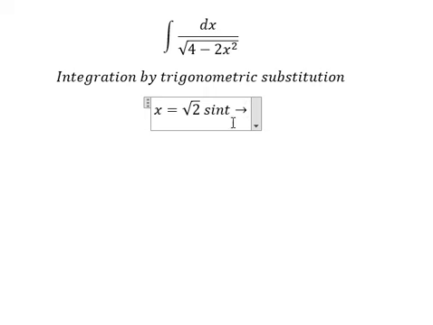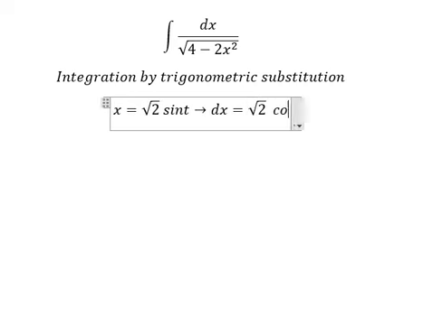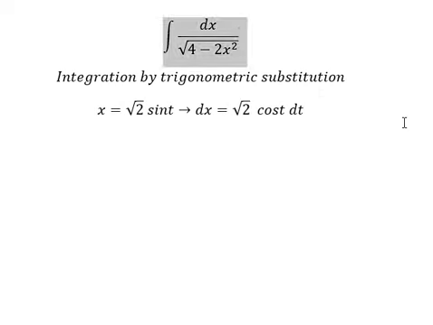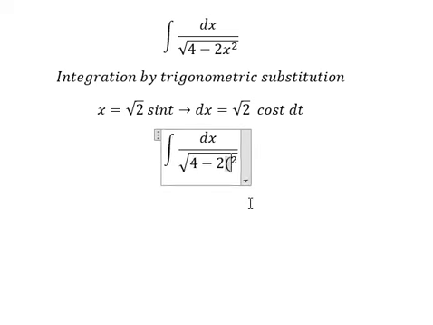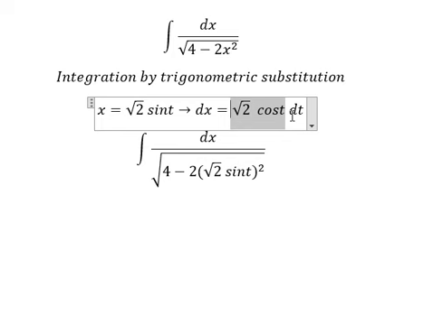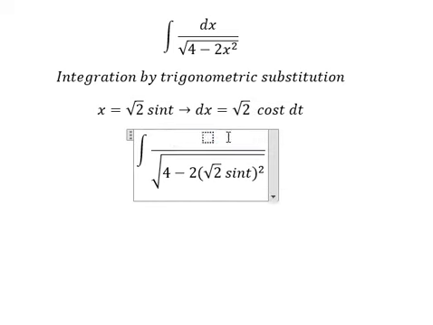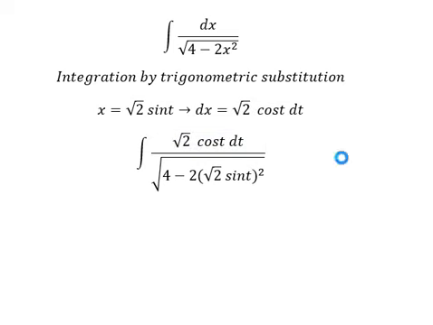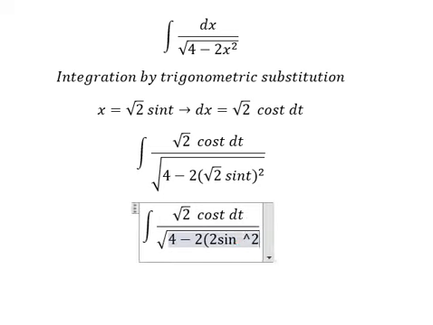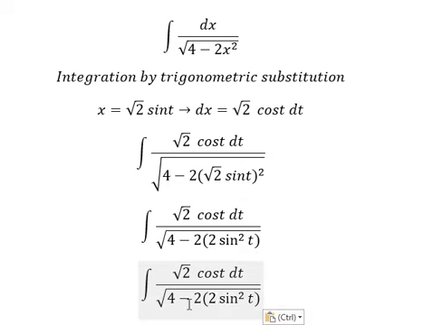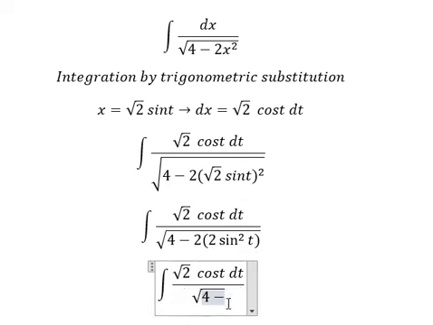Next, we need to first take the derivative of both sides, and we have it like this. So I will put this one here. dx we change for this one. This one is 2 sine t squared. So 2 and 2, we have 4.